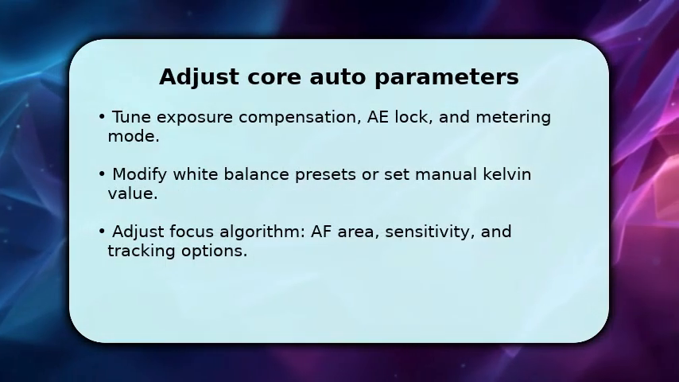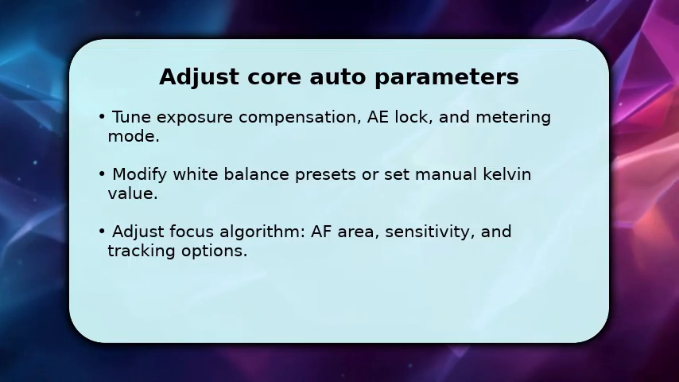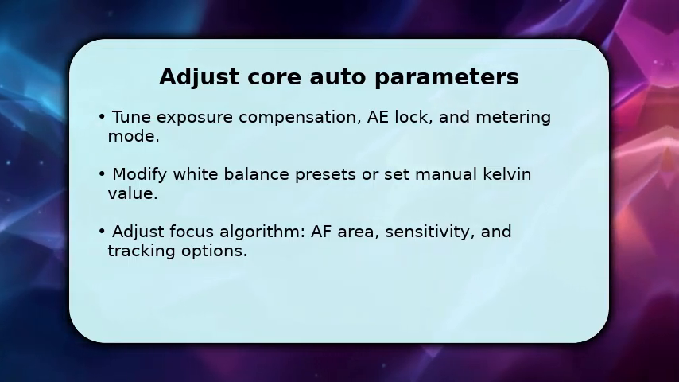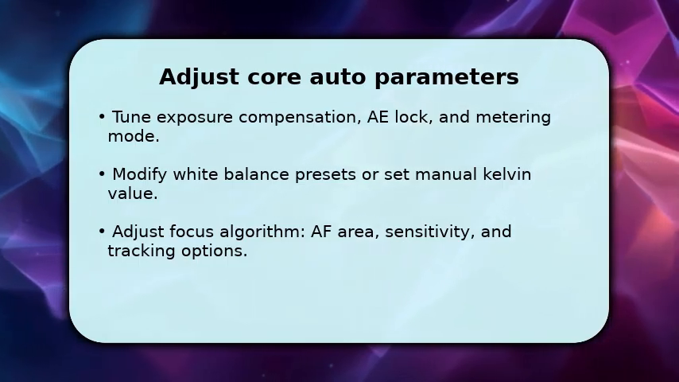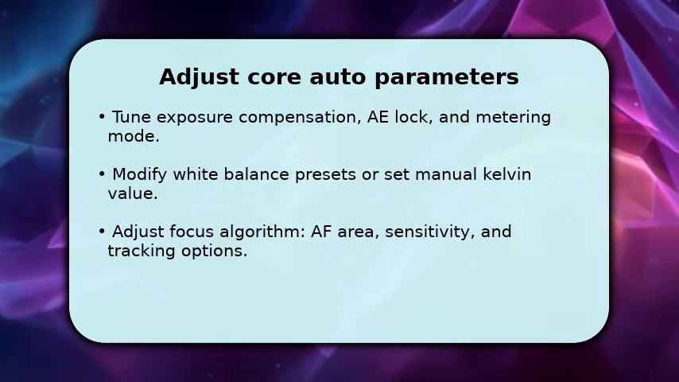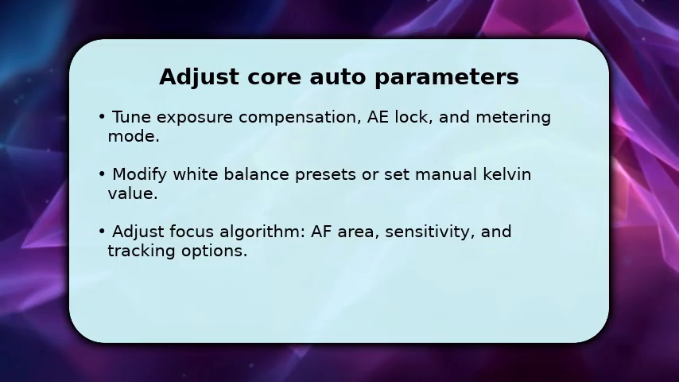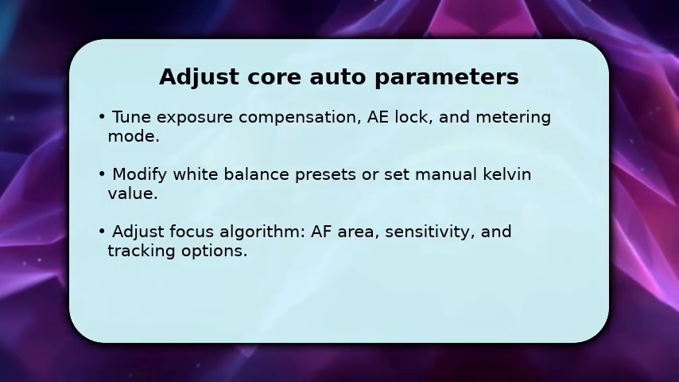Now you change the core parameters that drive auto-adjust. Start with exposure compensation and switch metering modes. This controls how the system weights highlights and shadows. Then address white balance, choose a preset, or set a manual Kelvin number to remove color casts. Next, refine autofocus area and sensitivity so the algorithm prioritizes the right subject.